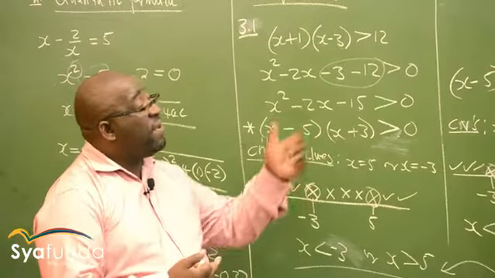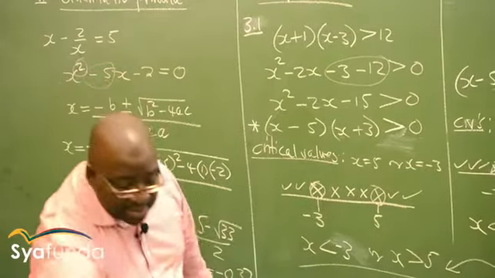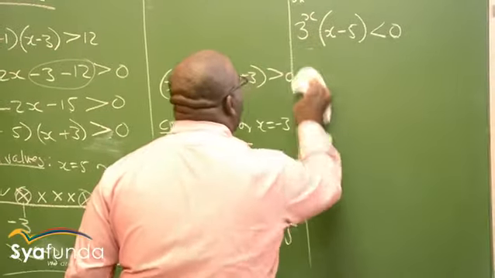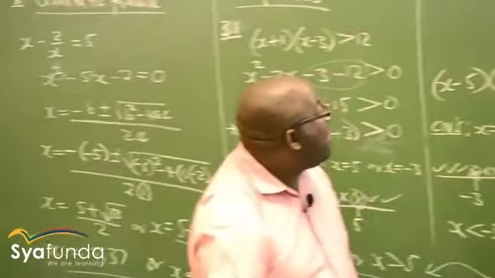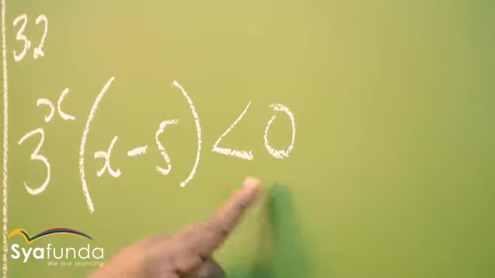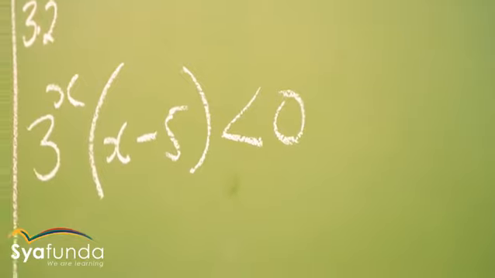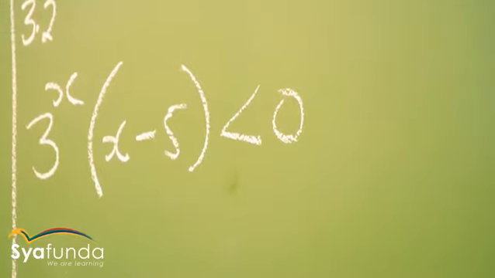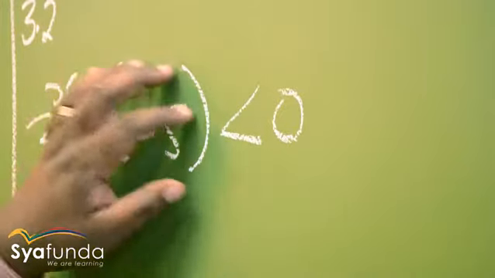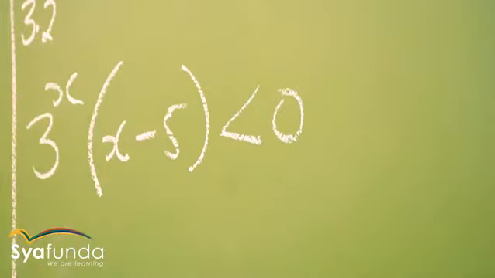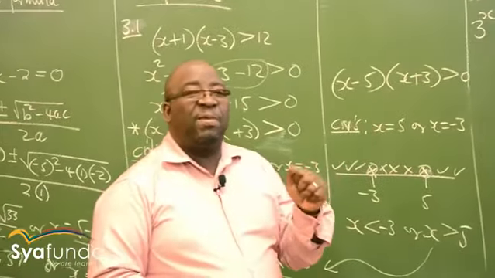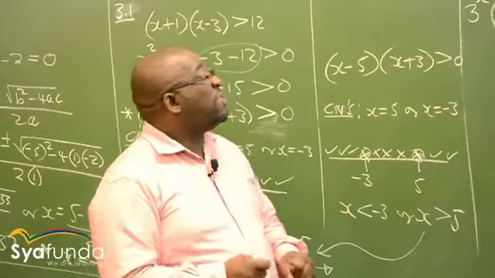At times you'll be given these types of questions. Examiners like to use these types of inequalities to check our understanding. Remember, what is this sign saying to us? It is saying less than 0, meaning negative. Anything that is less than 0 is negative. So what is happening here? Brackets mean times. We're multiplying this term and this term, and we're getting something that is negative. When you multiply and get a negative, it means that one must be positive and the other one must be negative.